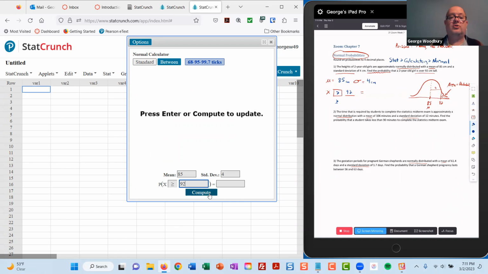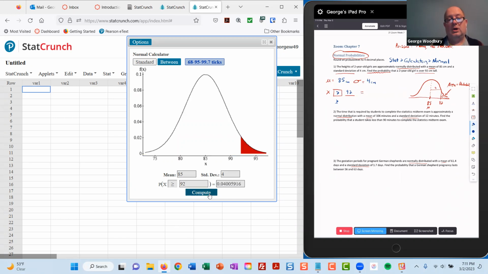And then we compute, and just like in chapter 6, we're going to round these to 4 decimal places. So I look and I see 0.04005. That 5 is big enough to round it up a bit. So 0.0401 is that probability. And these probabilities mean a couple of different things.